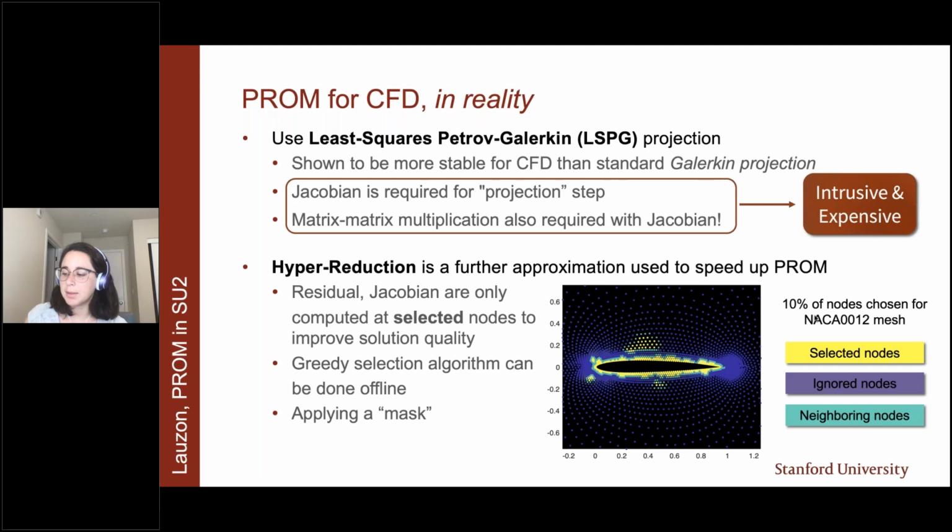To choose which nodes we keep, a greedy selection algorithm was implemented. The figure here shows which nodes were selected for an airfoil problem. It might be a little hard to see, but the yellow nodes were the selected nodes, purple are ignored nodes, and the bluish green color are the neighboring nodes to the selected nodes, which I also have to keep track of. The overall implementation is to apply a mask over the nodes and edges within SU2, which allows the smaller residuals and Jacobians to be calculated and used in the ROM iteration.